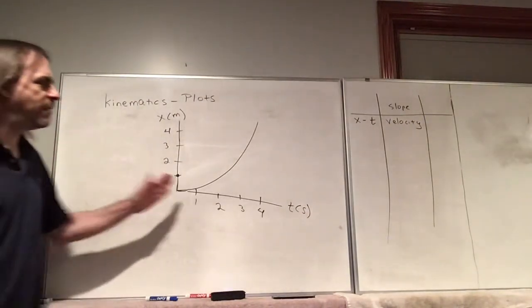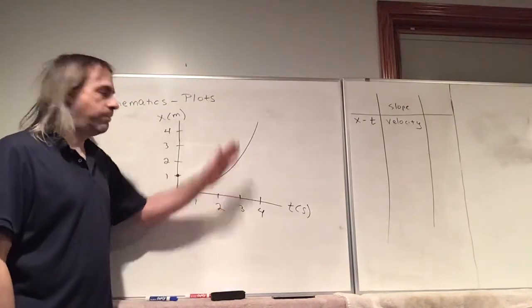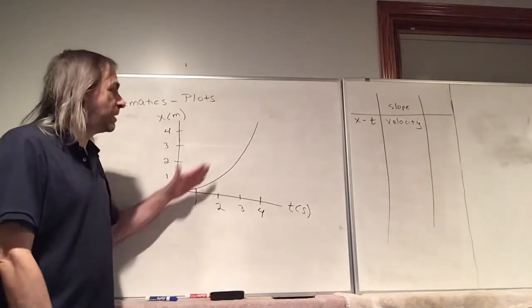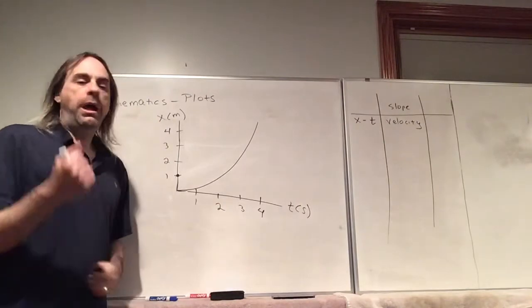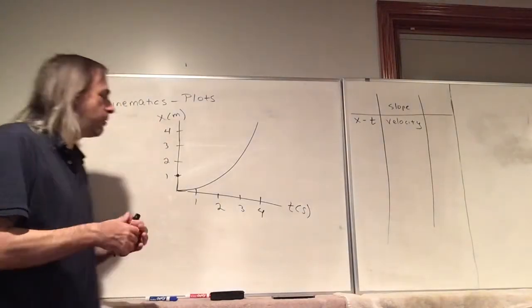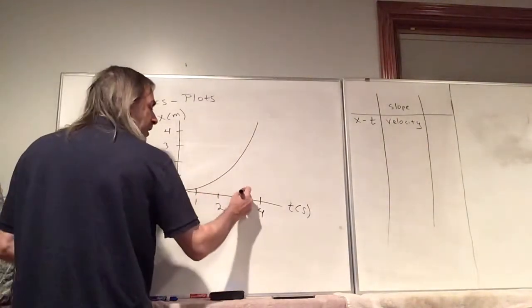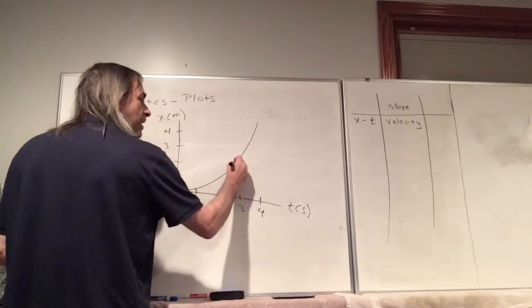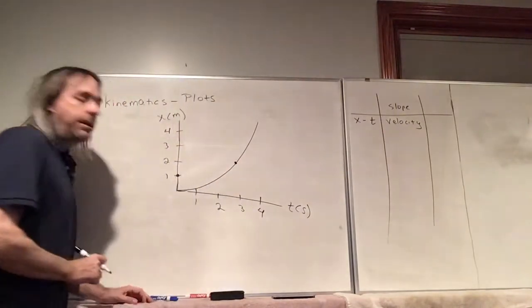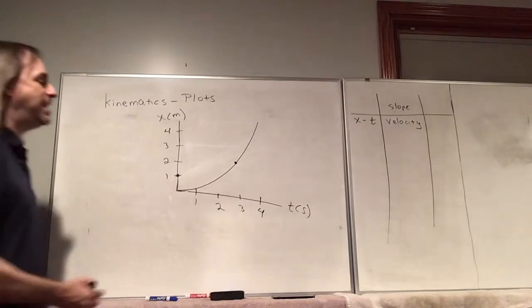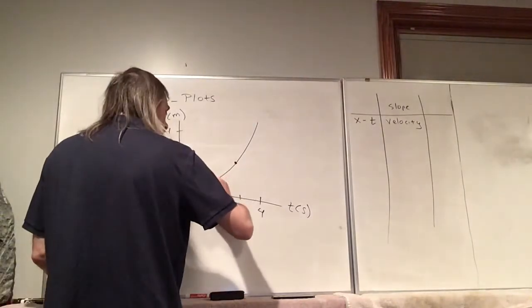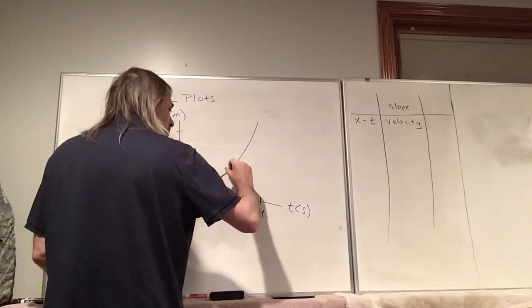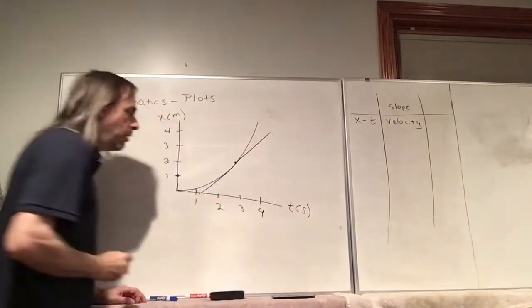Now, if the slope gives us the velocity, well, the slope of what? What's the slope of a curve? And we're going to stick to kind of a graphical definition. So let's look at one particular time. Now, what we can do is we can draw a tangent line passing through this point. And it would basically look like that.